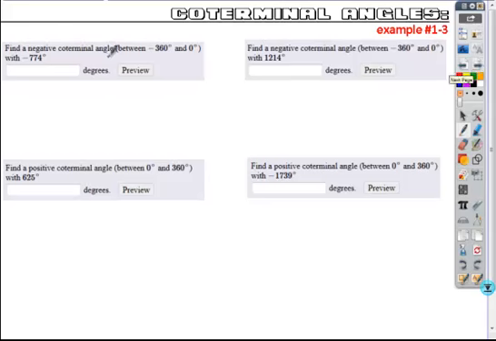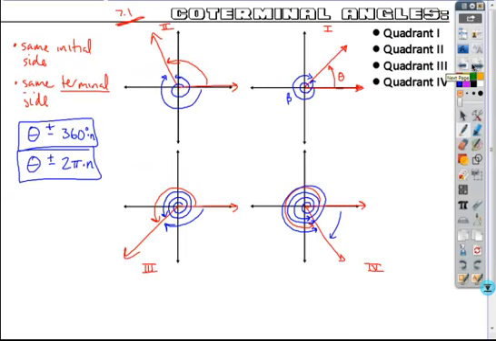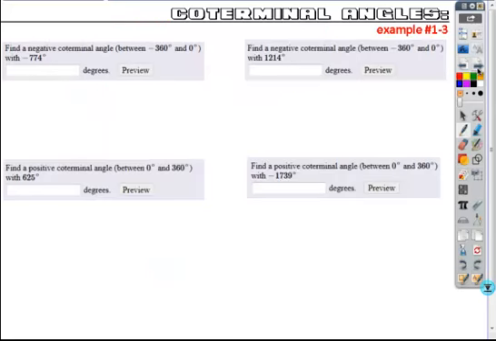Okay, find a negative coterminal angle between negative 360 and 0 that is coterminal with the angle negative 774. If this was your question, you need to read carefully what they're asking you to find. You want a negative angle between these two values that is equivalent to, or coterminal with, negative 774.